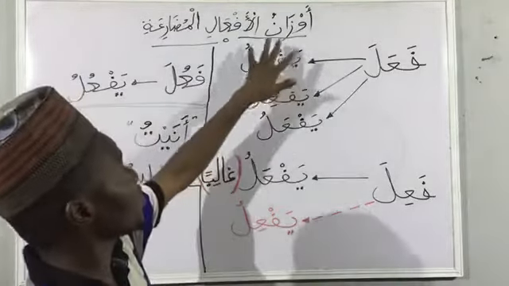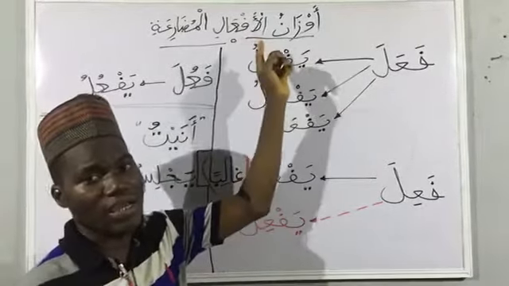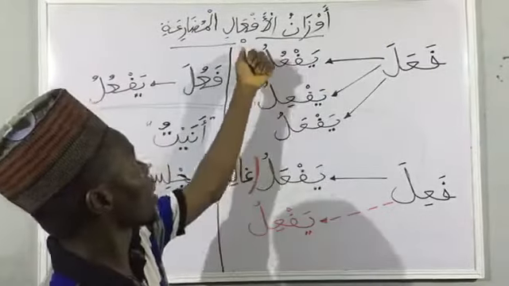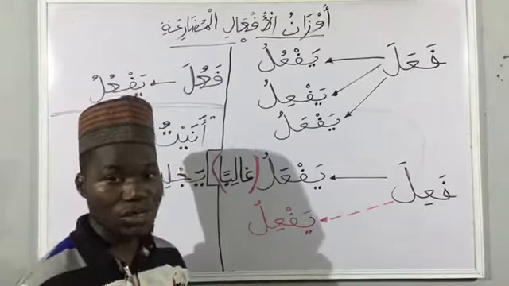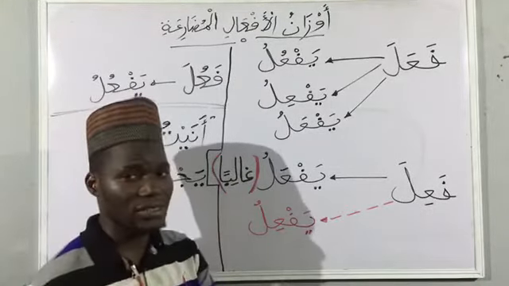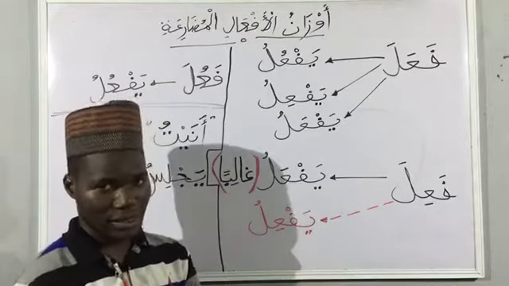So inshallah tonight, this is another session on the free online Nahw and Sarf class. Alhamdulillah. Tonight, inshallah, you are going to be treating Awzan al-Af'al al-Mudaari'ah, the scales of the present tense verbs. It is different from what we took the last class. We did scales of verbs in past tense, but today, inshallah, we are taking scales of verbs in present tense.